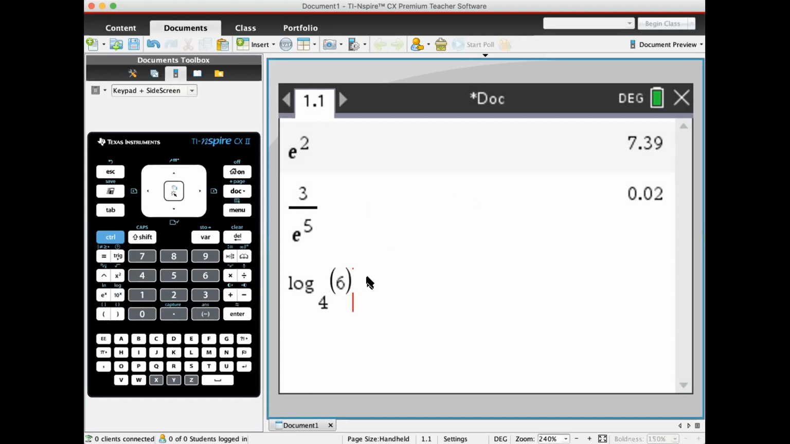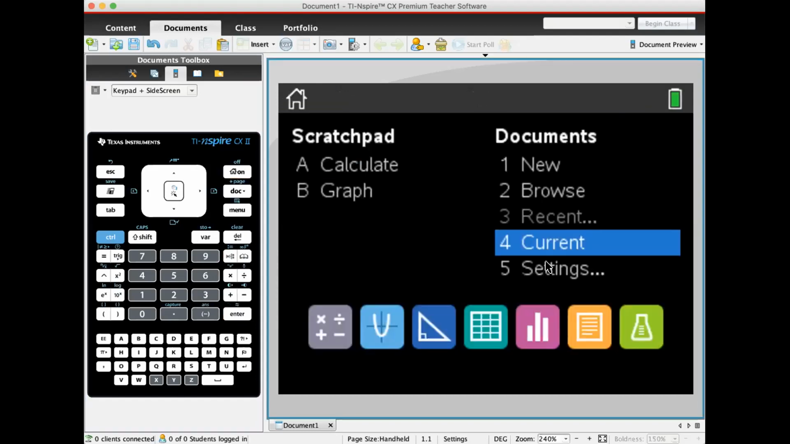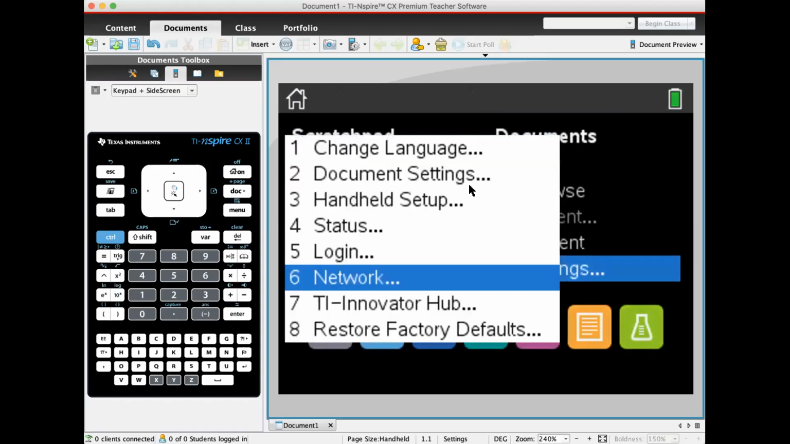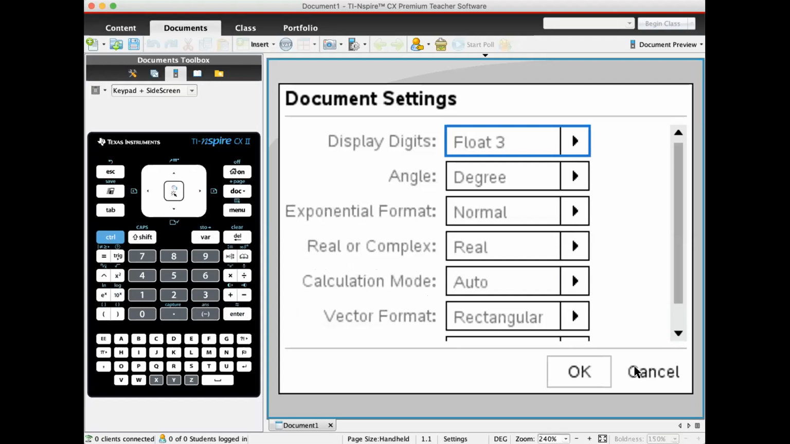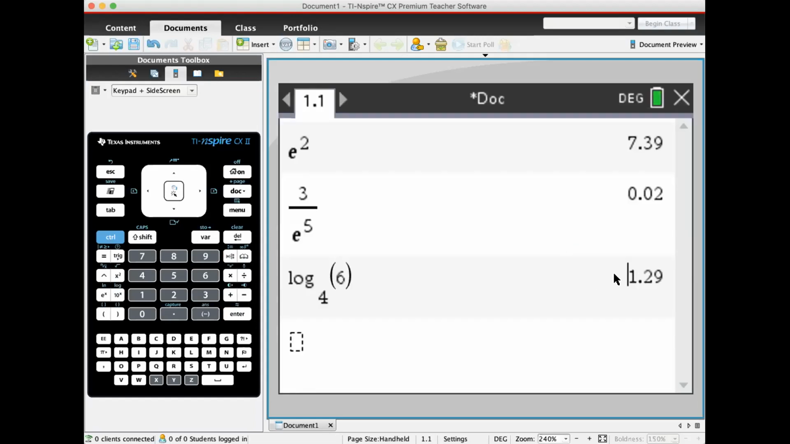Log of 6 to the base 4. All right, and it'll calculate the value you need. Okay, 1.29 it says. So that's, I think, 3SF it's set to. Let me just check what the settings are here on my calculator. On the settings, I go to my document settings, and yes, it's 3SF. So that's the numerical value of 1.29.